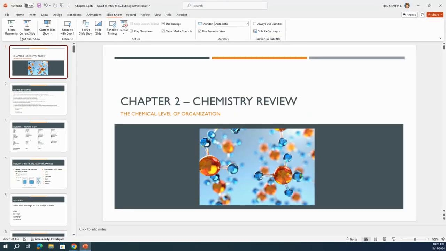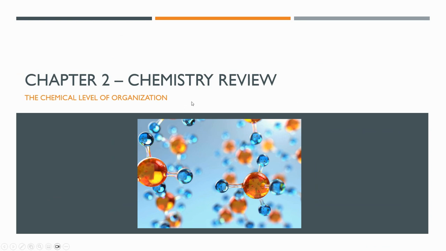Alright guys, so today we are going to be starting our chapter 2, which is the review of chemistry. Essentially what we're looking at is the chemical level of organization. Remember in chapter 1 we talked about levels of organization, and we started with atoms, and then atoms made up molecules and compounds, and then those made up macromolecules. We're going to be looking at those three levels.